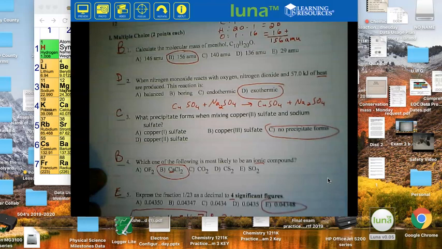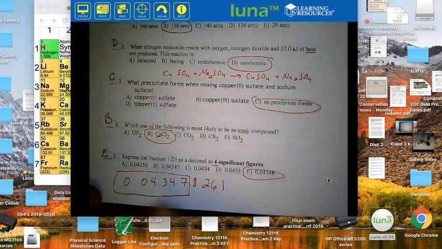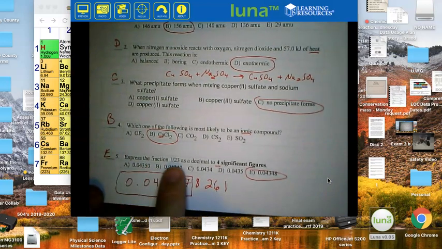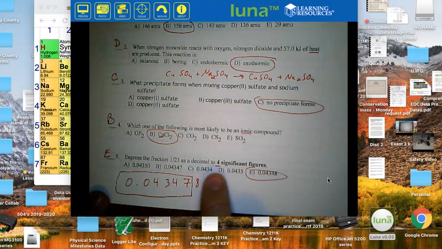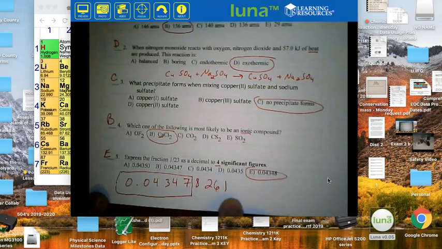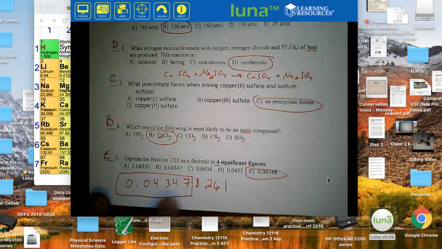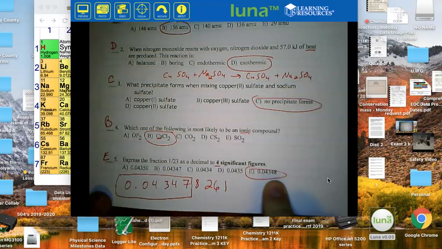All right, question 5. You're having to basically get the decimal form of 1 over 23. I wrote out what it gives you in the calculator. You're going to have to write it as a decimal to 4 significant figures. Here are 4 significant figures: 0.0434, and then you're rounding the 7 to 8. So your answer should be 0.04348. So E is your answer there.